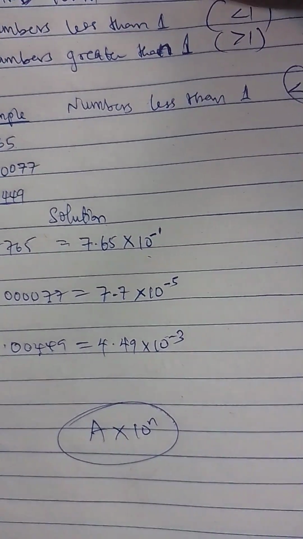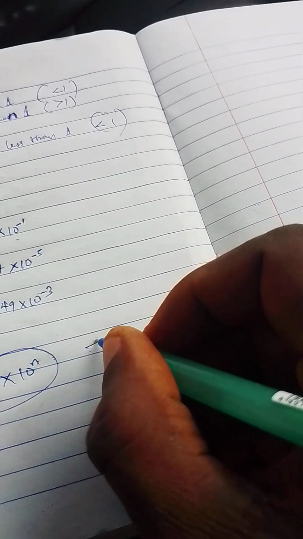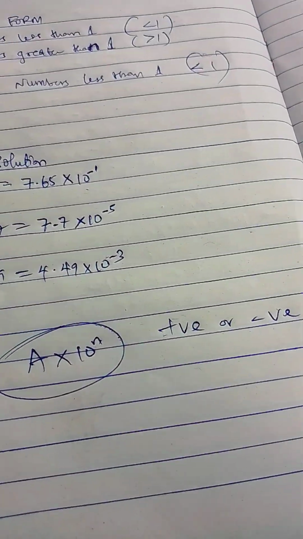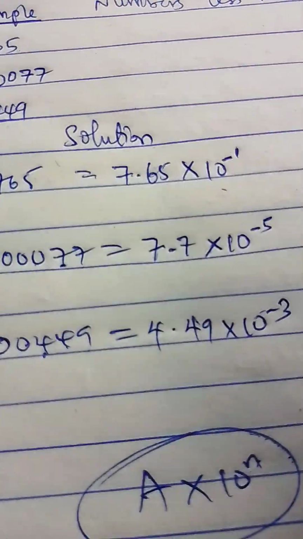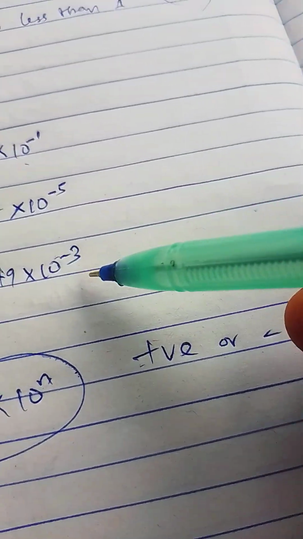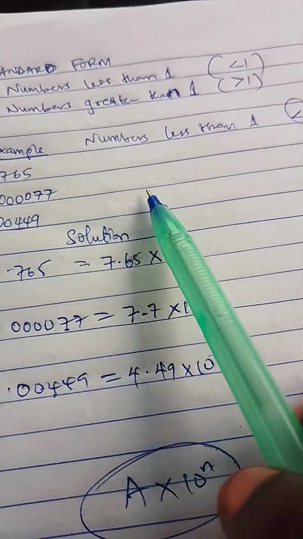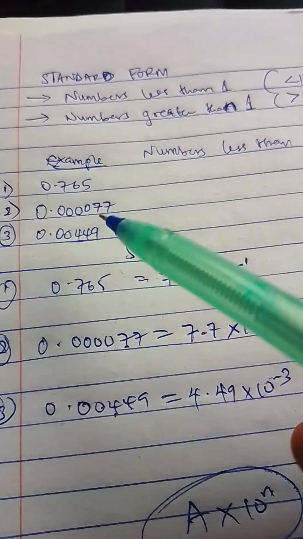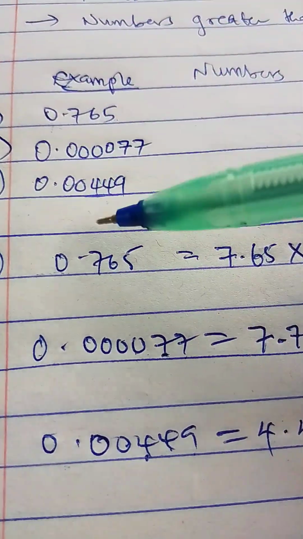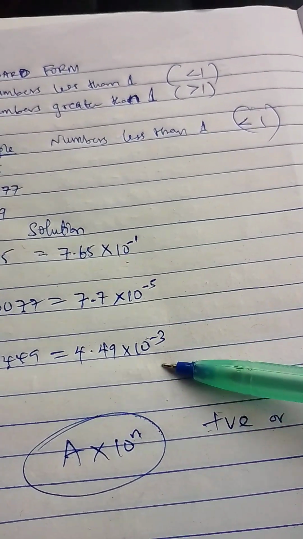Now for this one here, we can have the value of n to be positive or negative. How do you know when the value of n will be negative? In these answers I gave you here, if you notice, the value of n is minus 1, minus 5, and minus 3. Why are they all negative? Because we are treating numbers less than 1. Look at it. All these numbers here are less than 1. They are not up to 1. That's why our n has the power that is negative.